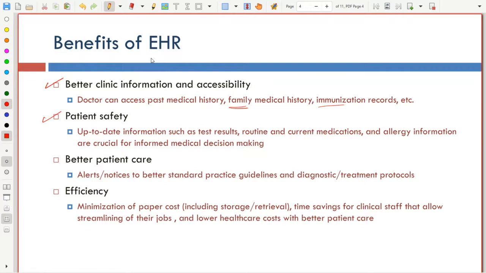Imagine that you have something like that expanded to all the medical conditions of the patient and medical tests and everything. Basically, it will contain everything, like test results, routine and current medications. Routine is like if you have a chronic disease, like diabetes or blood pressure, hypertension, things of that sort.